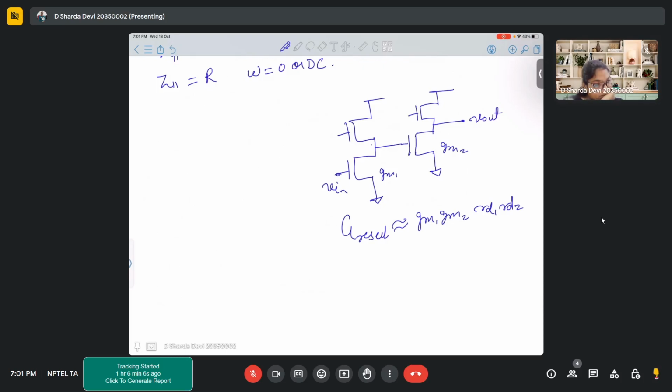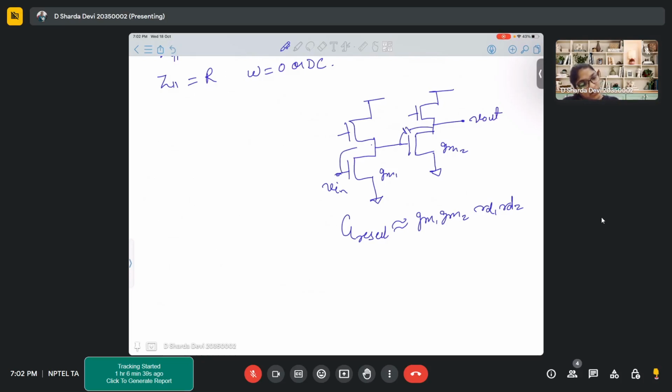Say you have RD1, RD2, GM1, GM2. You have C1, C2 in between the input and output side. C1 on the output of the first stage and C2 on the output of the second, and then you apply Miller's theorem, distributing them between the two nodes, input and output.